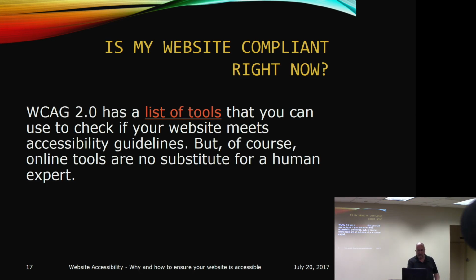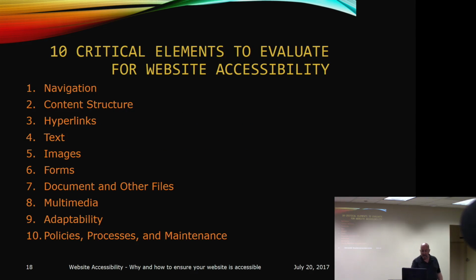Excellent. Well, there's a whole list of tools out there that I link to this page. If you click on the link, you'll get to a list of tools that'll help you meet the guidelines. Now, you know what you've got to think about, but to evaluate the site for accessibility, these are the 10 elements that we work with.